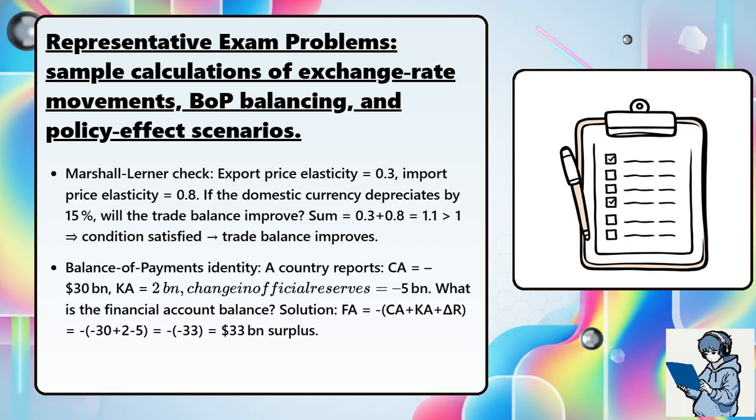Balance of payments identity. A country reports, current account equals negative $30 billion, capital account equals $2 billion, change in official reserves equals negative $5 billion. What is the financial account balance? Solution: financial account equals negative (current account plus capital account plus Δreserves). That is negative (-30 + 2 - 5) equals negative (-33) equals $33 billion surplus.